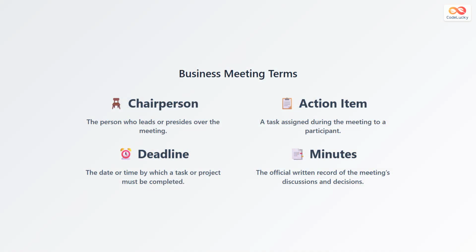The chairperson is the person who leads the meeting. An action item is a task given to someone to complete after the meeting. A deadline is the date by which a task must be finished. Minutes are the official written record of what happened in the meeting.